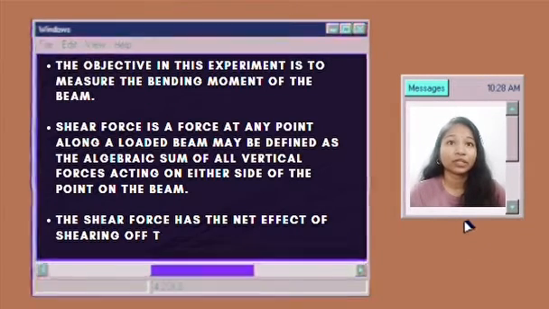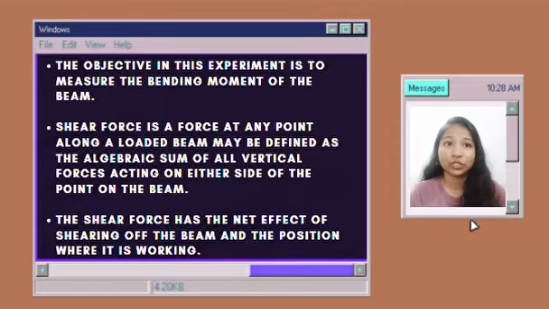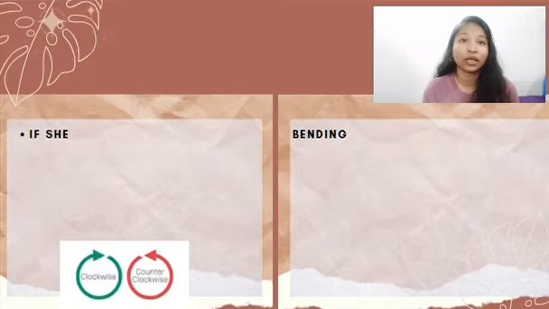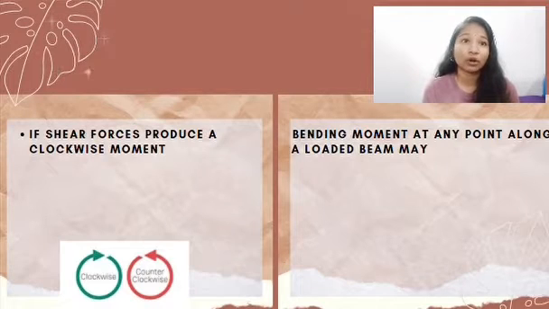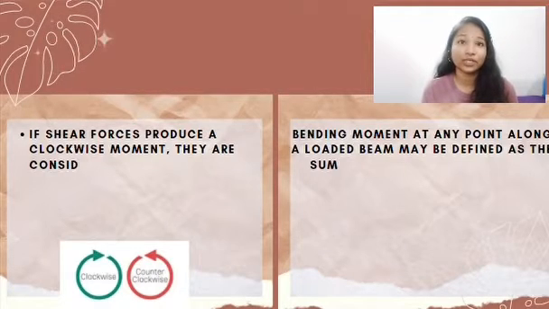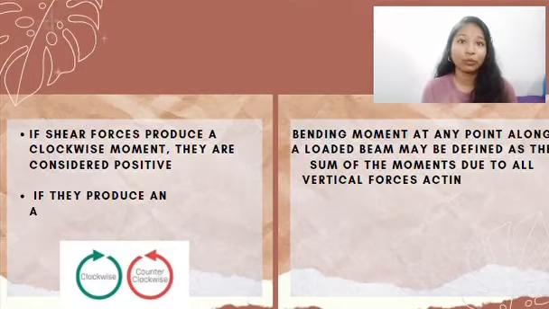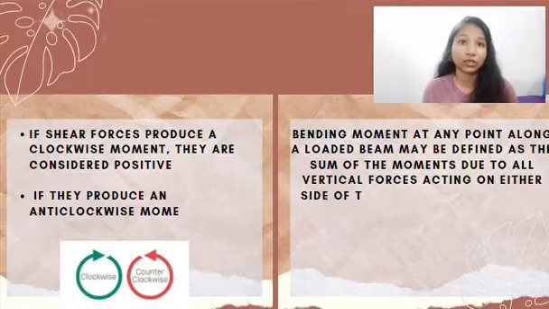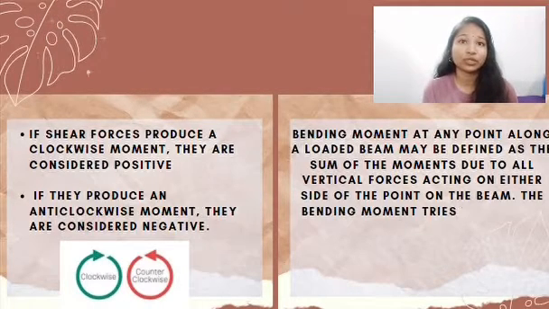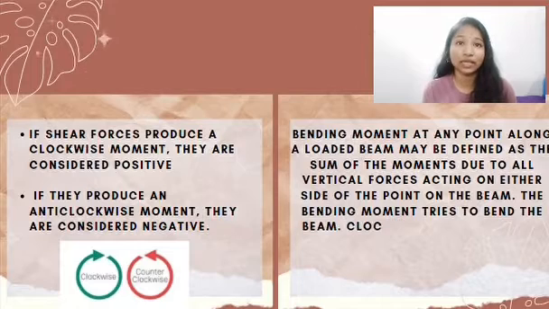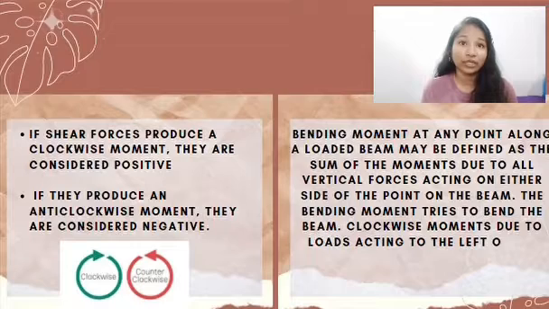The shear force has the net effect of shearing of the beam at the position where it is working. If shear forces produce a clockwise movement, they are considered positive. If they produce an anti-clockwise movement, they are considered negative. The bending moment at any point along a loaded beam may also be defined as the sum of moments due to all vertical forces acting on either side of the point on the beam. The bending moment tries to bend the beam.